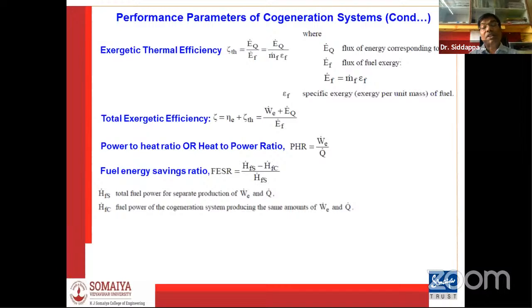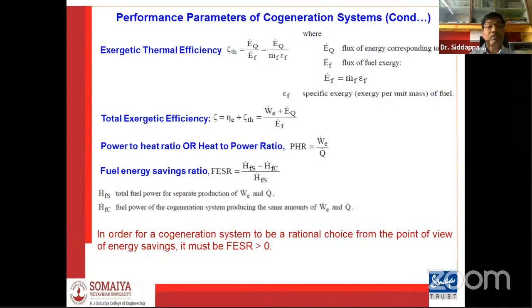Then always the amount of heat consumed in the cogen system for producing W and Q, as compared to what you get from a non-cogen system, will be lesser. Therefore, your fuel energy saving ratio is always less than unity. And 1 minus that will give you what percentage of fuel you are going to save in the system.